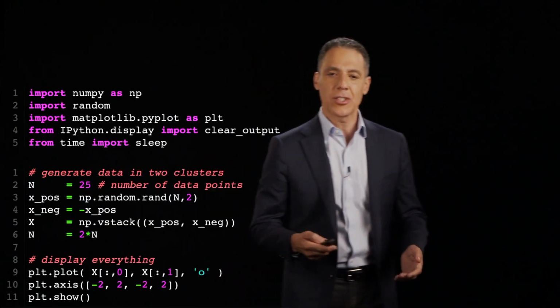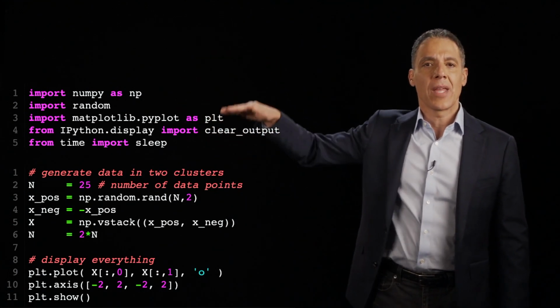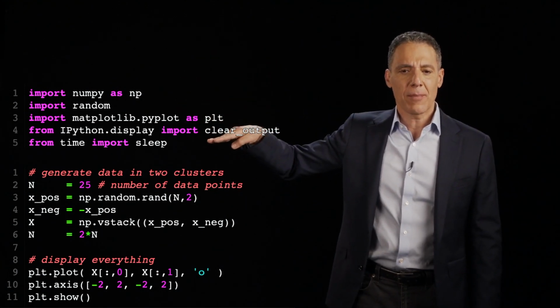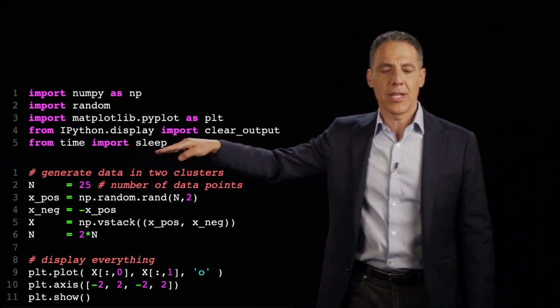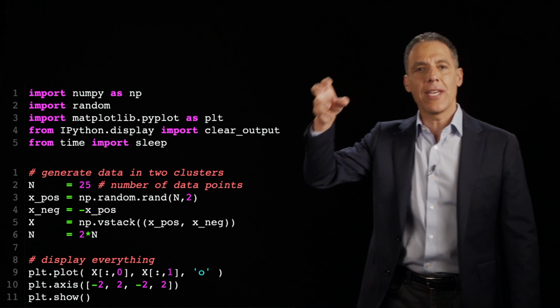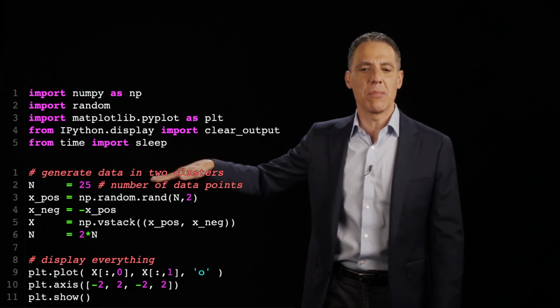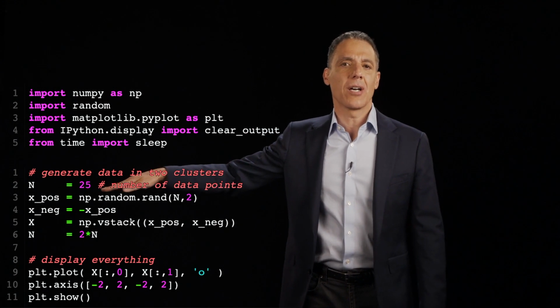We're now ready to implement k-means clustering. So let's see what's going to happen. As usual, I'm going to import a bunch of libraries. This IPython display clear output, and this time is because I'm going to do an animation so I can see how the iterations of k-means are evolving. It's good for debugging. All right, let's generate a bunch of random data points.